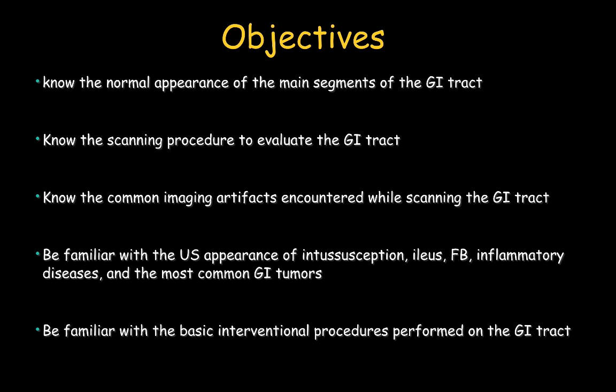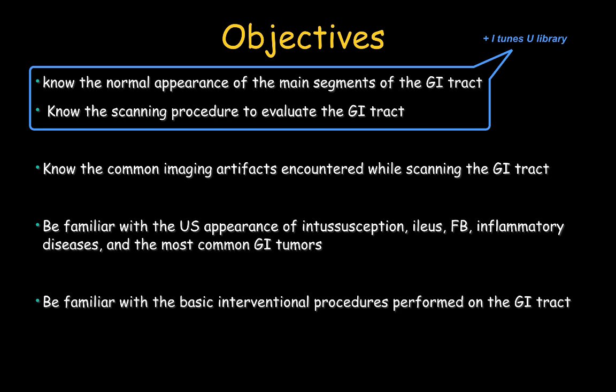The main objectives of this course are to know the normal appearance of the main segments of the gastrointestinal tract in dogs and cats, and also to know how to scan the different portions of the gastrointestinal tract. These first two goals have already been reinforced by your review of all the narrated video clips on the normal abdomen in dogs, and I encourage you to review these video clips as often as possible to best prepare yourself, not only for the wet lab, but also to build reference images of normal organs.